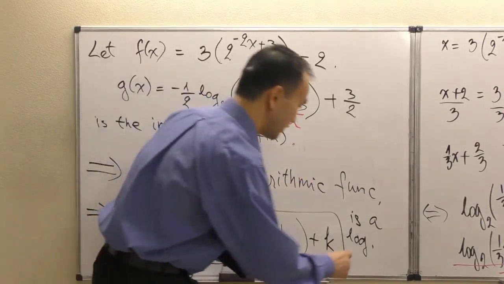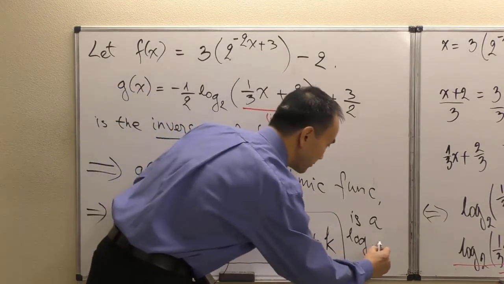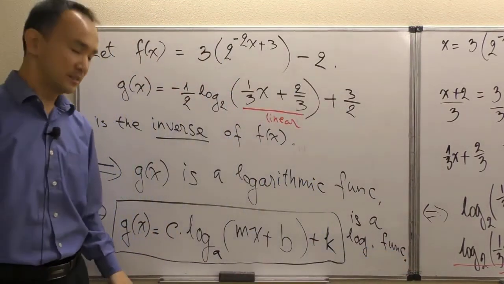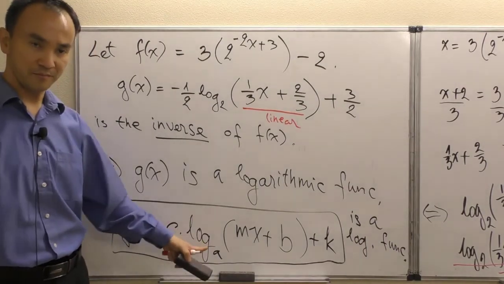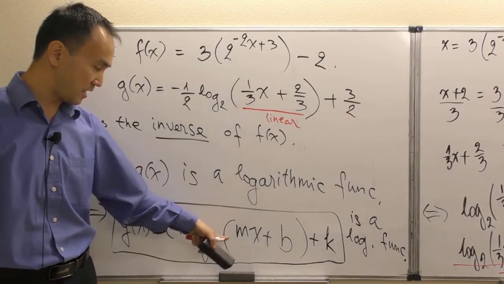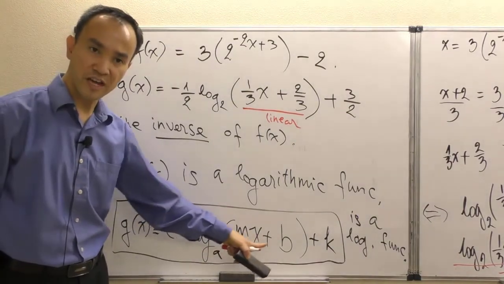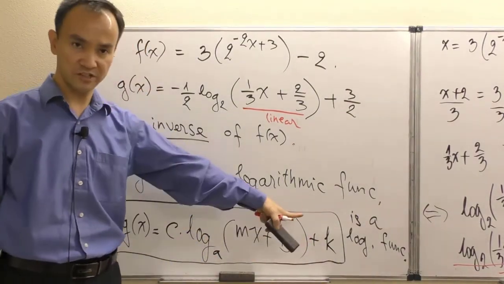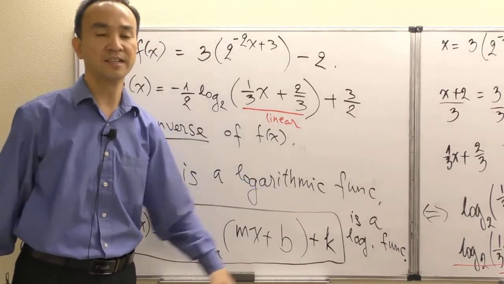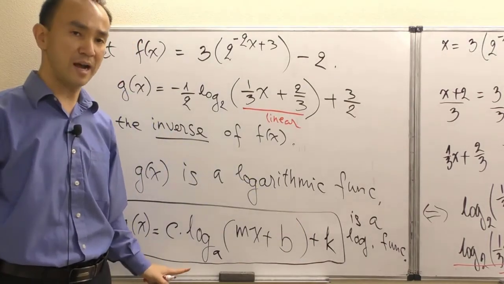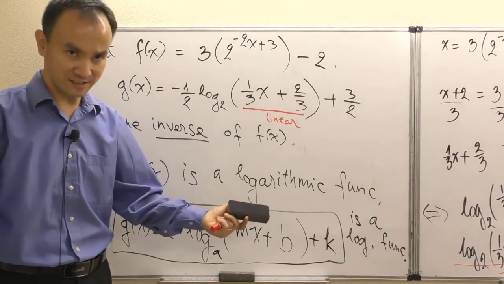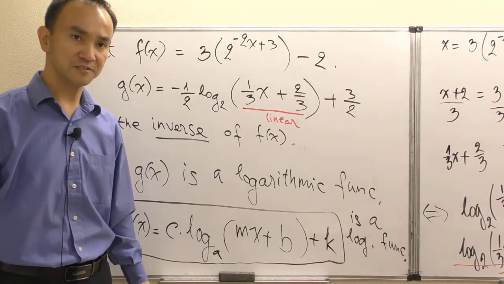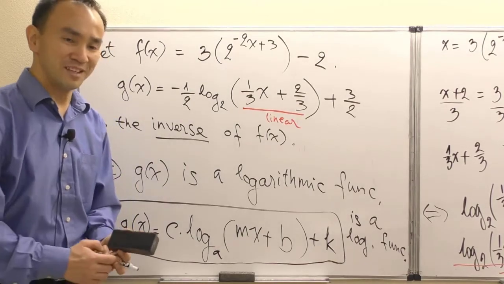So any function like this is a logarithmic function. Any function in that form, c times the log base a of a linear expression mx plus b inside, plus k right here, can generally be considered a logarithmic function, and that comes to what I call an extended definition of a general logarithmic function like that.